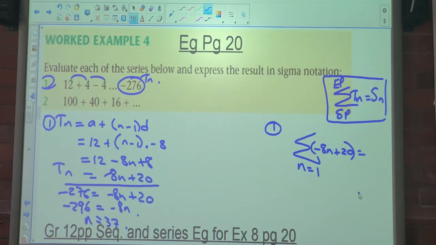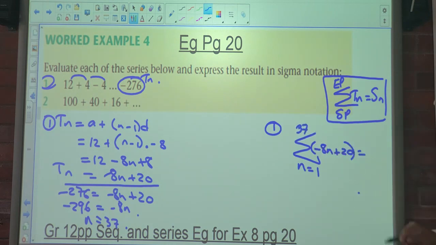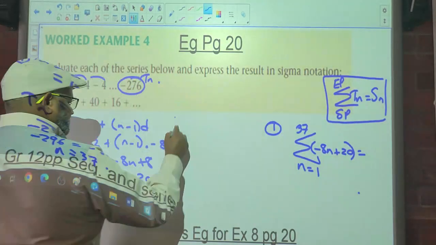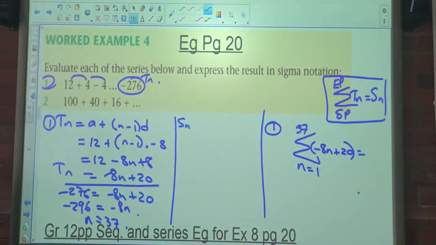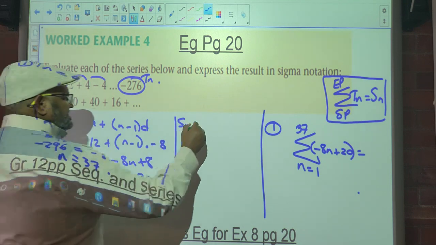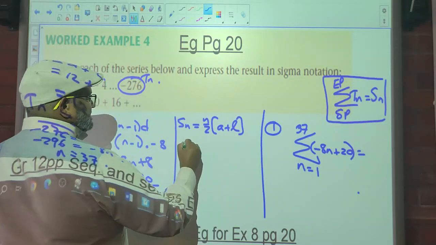You guys understand? So here goes 37. But what must go here? The sum of the series. So now we say Sn. Which one am I going to use, the first one or the second one? The second one. Why? We have the last term. So Sn is equal to n over 2 into a plus l.